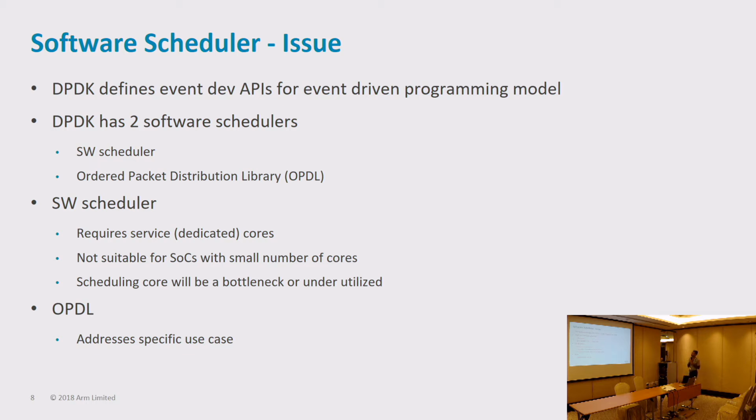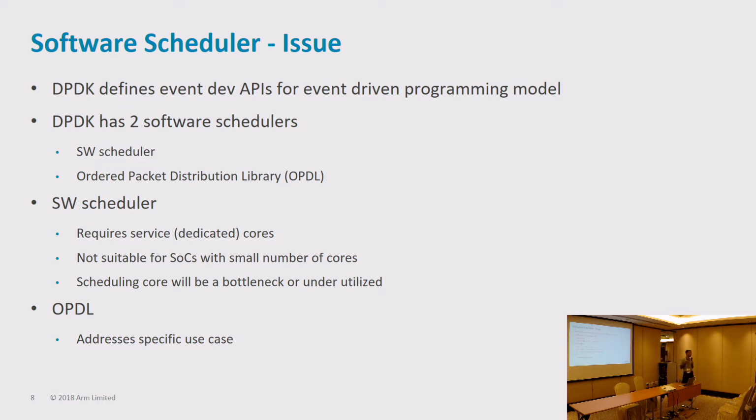So the third topic that I want to talk about is the software scheduler. So here, today DPDK supports the eventdev APIs. So I think that's a big achievement already for this transition. But the issue that I see is the implementation of the software scheduler itself.